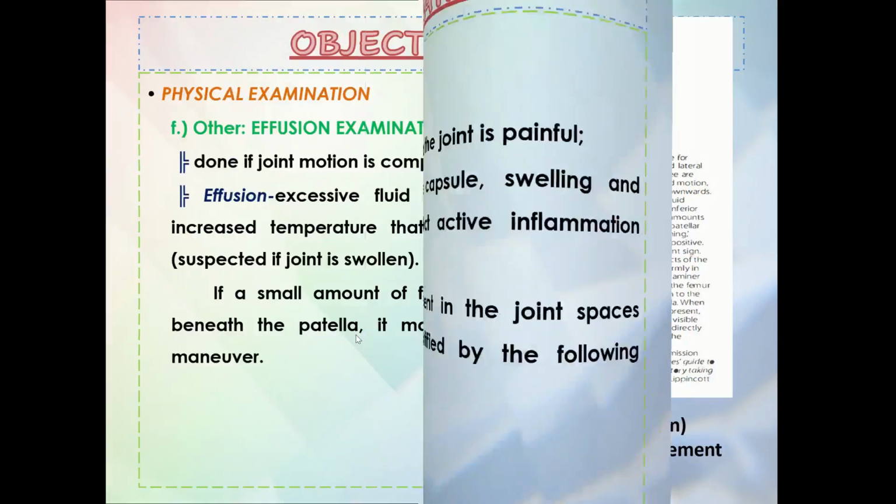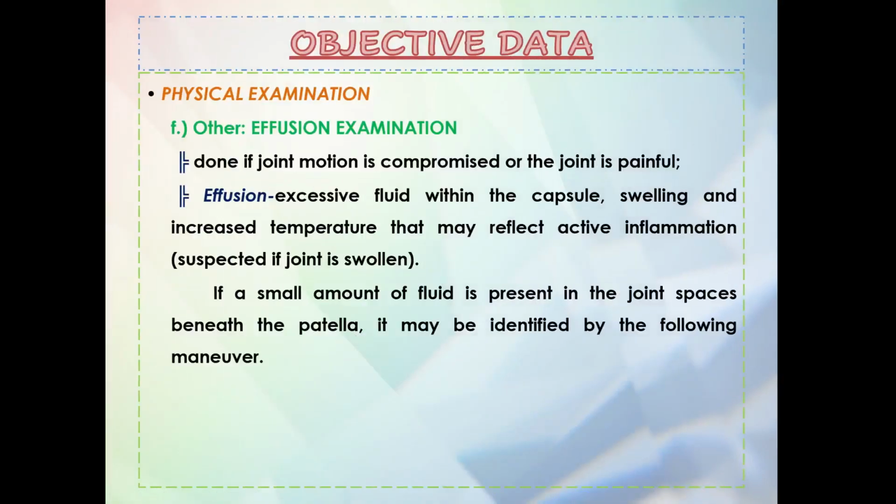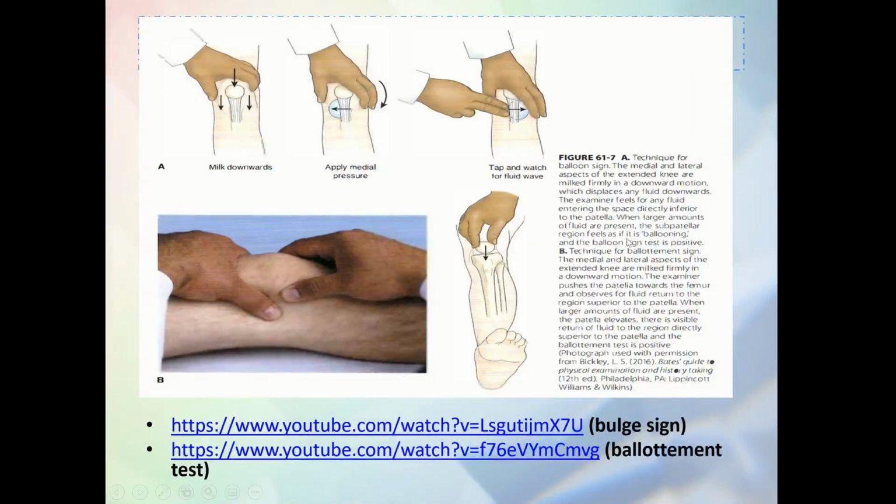So again, kung napansin na ni examiner or ni nurse, for example, na may parang problem with the joint spaces beneath the patella, so you already know where your patella is, di ba? So you can perform this maneuver. So meron tayong the ballotment test, the balloon sign, and you have the bulge sign.